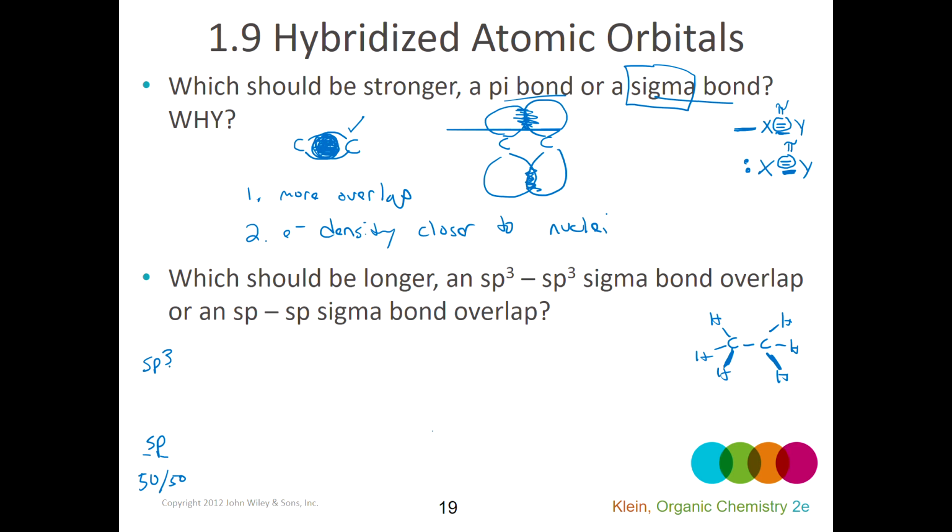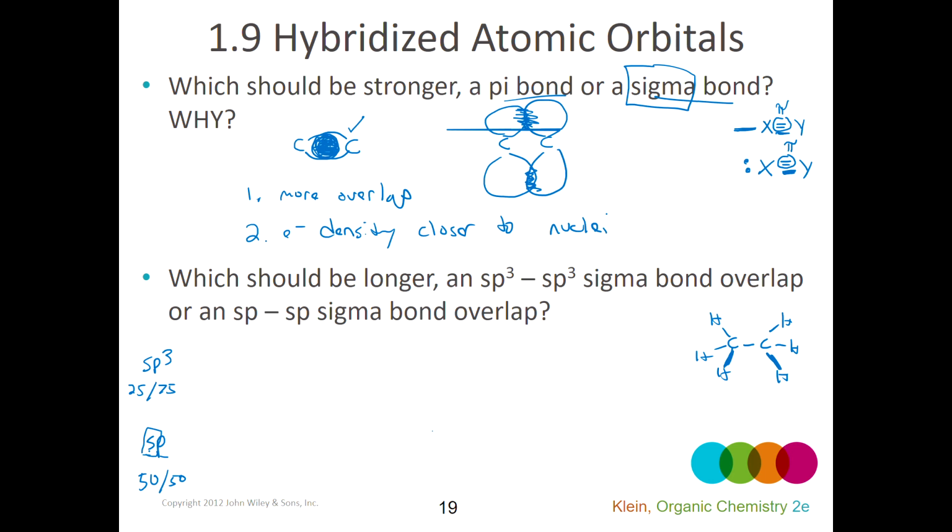Here I'm mixing all three p orbitals with one s. So it's only 25% s and 75% p. So these are more like p orbitals, and these are more like a 50-50 mixture. The s orbital, the 2s, is more compact than the 2p. So when you think about the 2s, it's going to be more compact. The electron density is going to be closer to the nucleus.